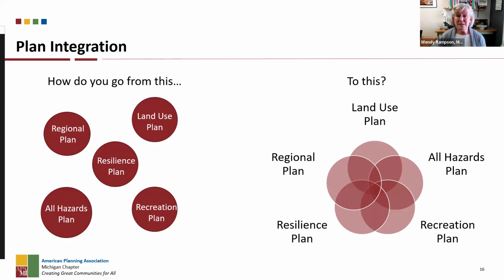So for many communities, you would illustrate their network of plans as these separate circles on the left. Ideally, with plan integration, each of those separate plans would overlap like this lovely Venn diagram on the right. So how do you go from these separate discrete plans, however well-crafted they are, to a network of plans that overlap and work together?